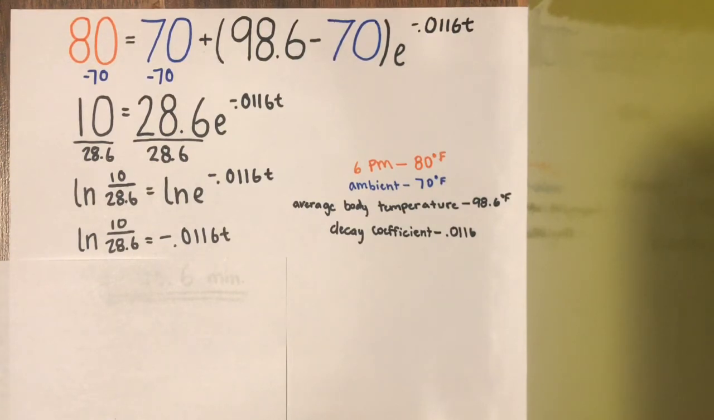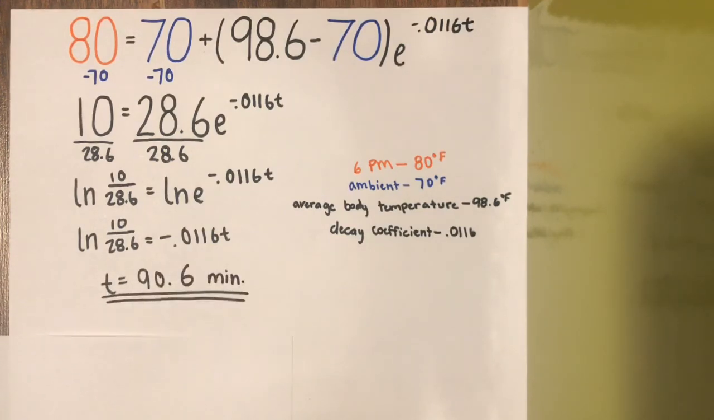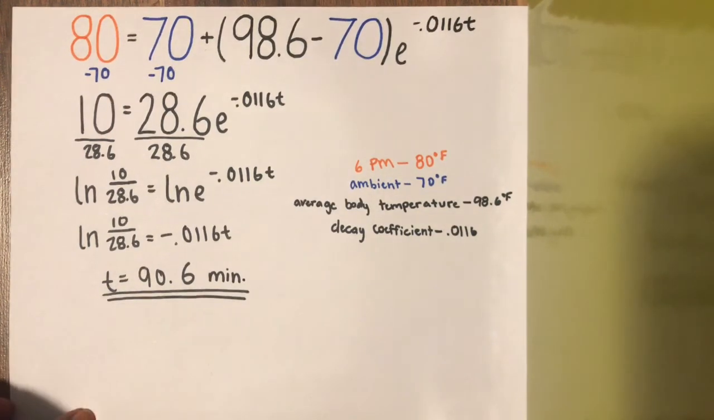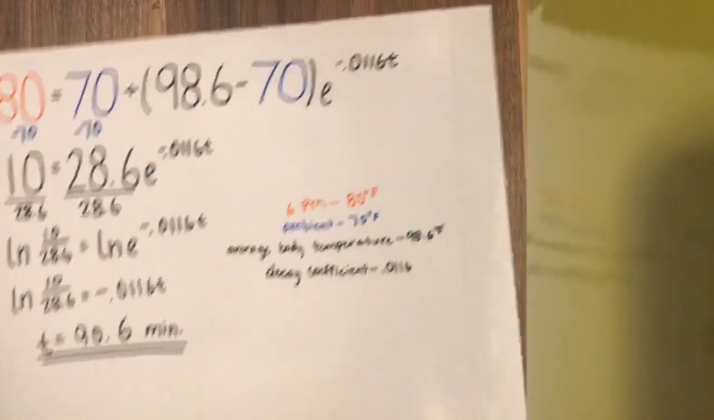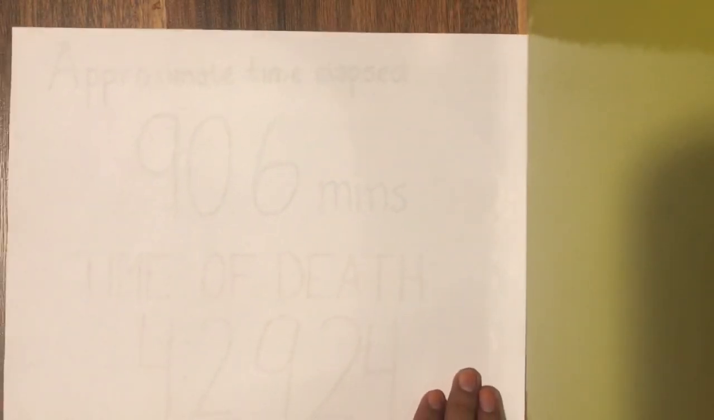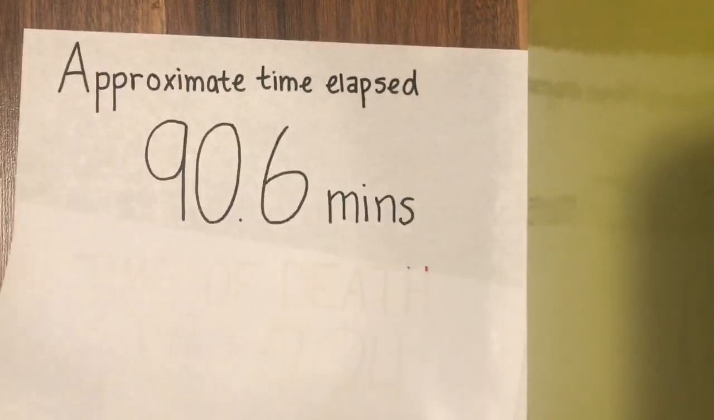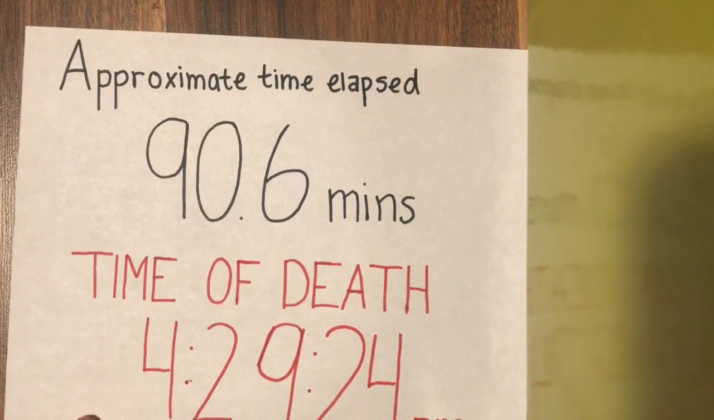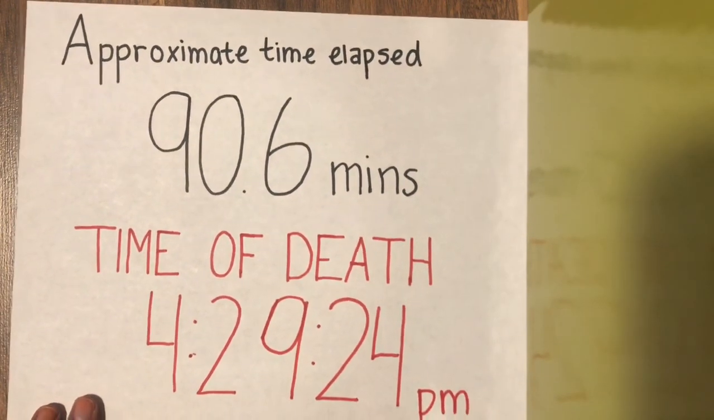The last step is going to be to divide the natural log of 10 divided by 28.6 by negative 0.0116, which will isolate the t, in which the approximate time elapsed is 90.6 minutes, or an hour and a half. The approximate time elapsed is 90.6 minutes. The approximated time of death is 4:29:24 p.m., when you met your demise.